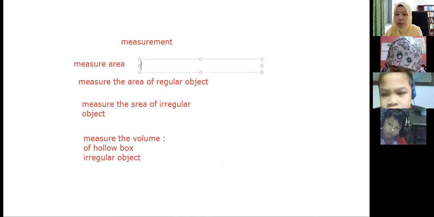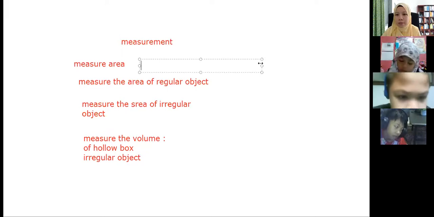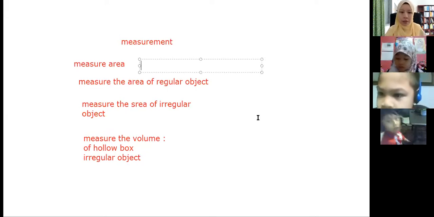Siapa conteng teacher punya whiteboard ni? Okay. I will do a little bit of revision.